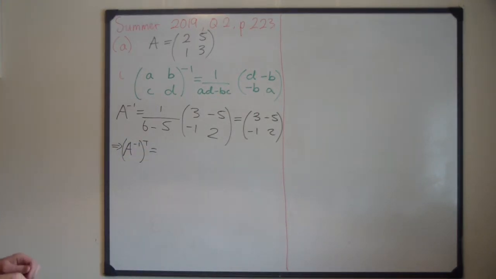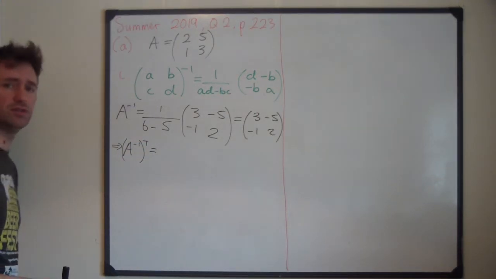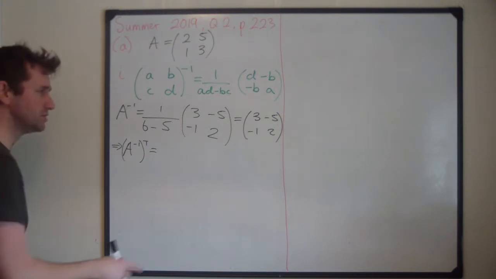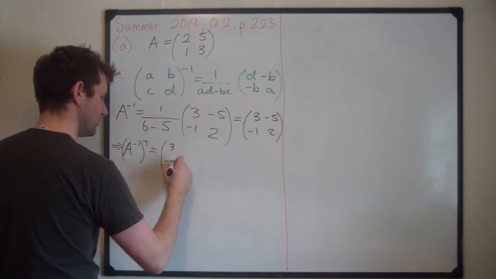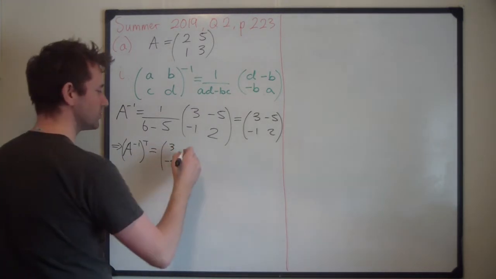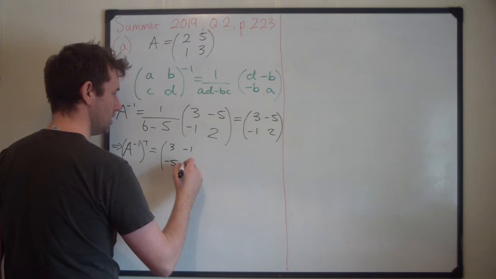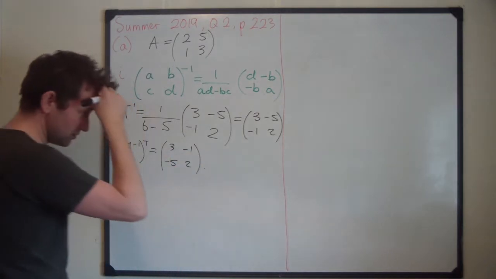The transpose is just another matrix found by swapping the rows and the columns. So the first row 3, minus 5 becomes the first column 3, minus 5. The second row minus 1, 2 becomes the second column minus 1, 2. Okay, we'll let that sit for a moment.